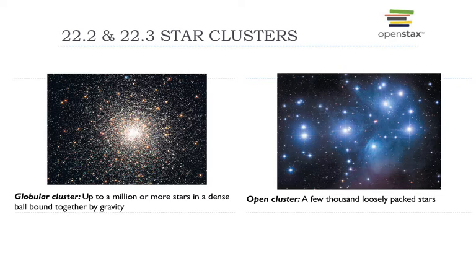Okay. So let's see how that actually looks when we're looking at clusters. So rather than looking at individual stars, let's consider looking at groups of stars, what we call clusters. And there's two main types of clusters. Globular clusters, which have millions of stars, very dense, compact, and you can see the coloration on them is going to be more of a reddish, yellowish color. And then we have open clusters, which have a few thousand loosely packed stars, and these are going to be more bluish white in color.